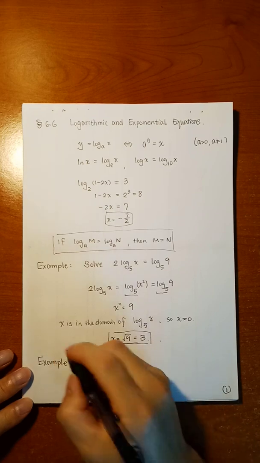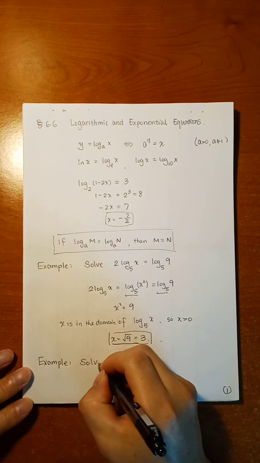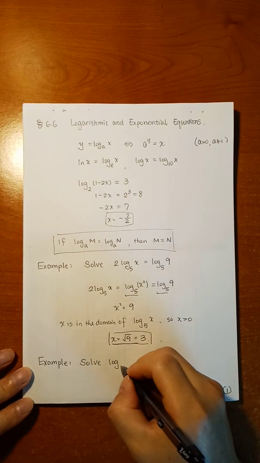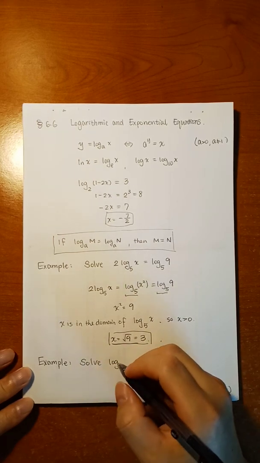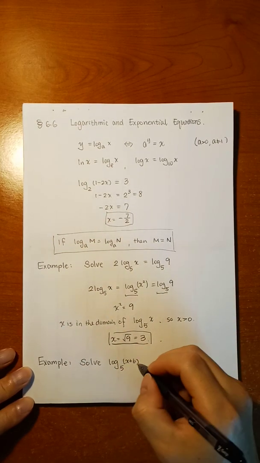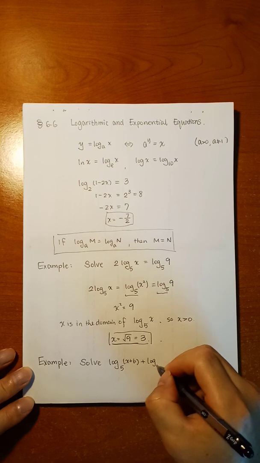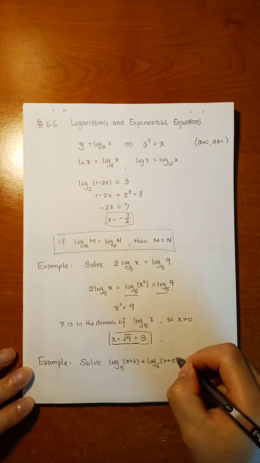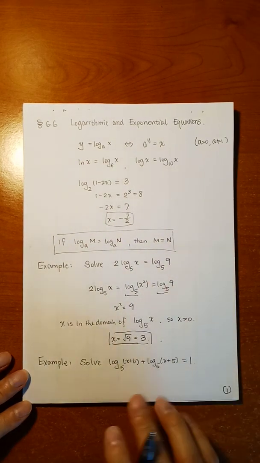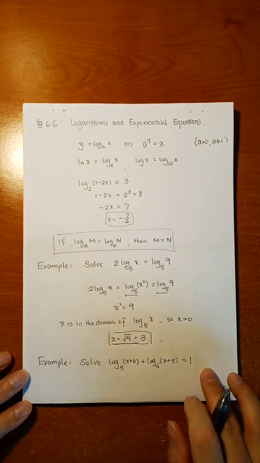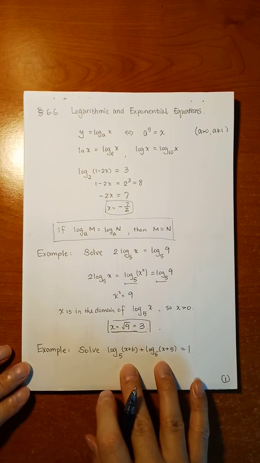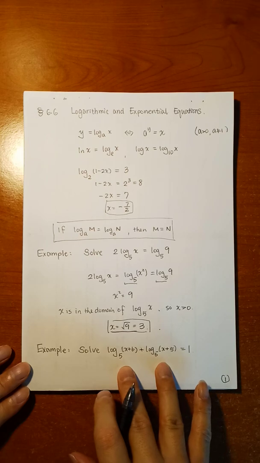Second, solve the logarithm to the base 5 of x plus 6 plus the logarithm to the base 5 of x plus 5 is equal to 1. The sum of the two logarithms to the same base is equal to 1. The sum of logs is equal to the log of the product. Remember that?